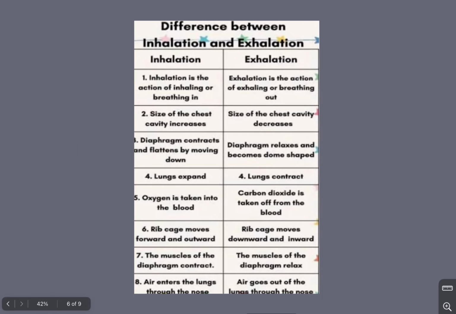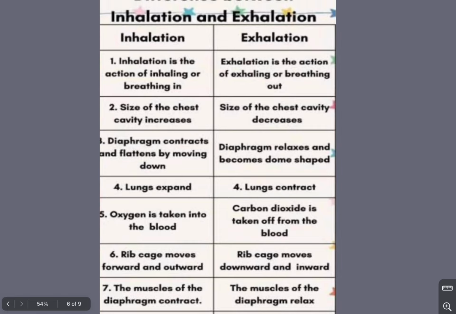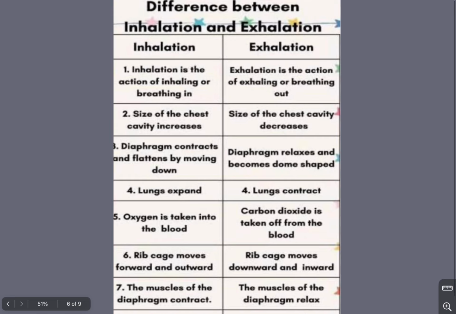Now I told you I would make a comparison for you, so you can note it down. Okay, now what happens in inhalation? What is the difference between inhalation and exhalation? Inhalation is the action of inhaling or breathing in air, while exhalation is the action of exhaling or breathing out air. Okay, number 2, the size of the chest cavity increases in inhalation, right?